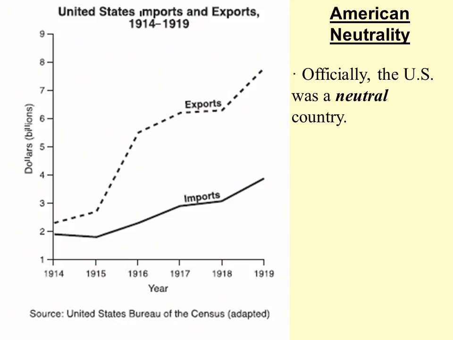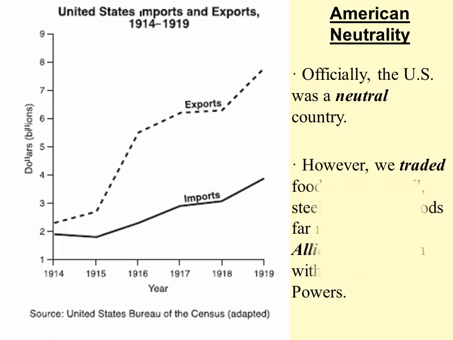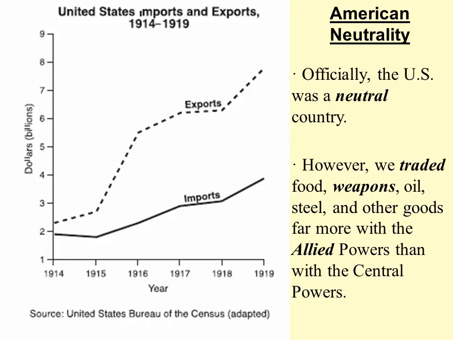And I say officially because if you look at this map, or it's not a map, it is a chart. So if you look at this chart, this line right here, well, this represents the United States imports and exports from 1914 to 1919. So this is during the war. Look how our exports rise. They take a big jump around 1915, huge jump, and they continue to rise.